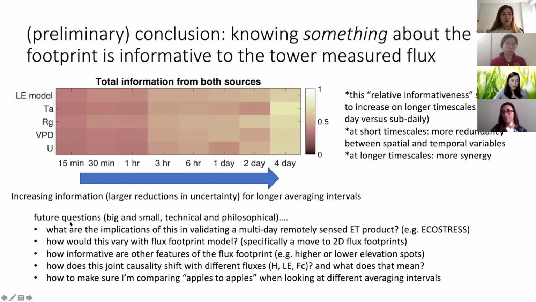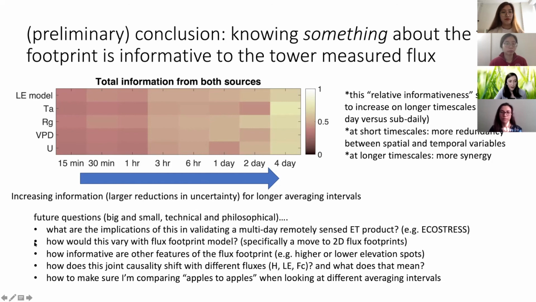So this brought up a lot of future questions that I hope to look at in the near or distant future, and they range from really big questions to small questions to technical changes that I need to make to this type of analysis. But for example, what are the implications of this when we're looking at a remotely sensed ET product? So for example, what if I have a 4-day ECOSTRESS ET product and I want to compare it with my 4-day averaged tower-based measurement, and I know that my tower-based measurement is 30% influenced by the flux footprint.